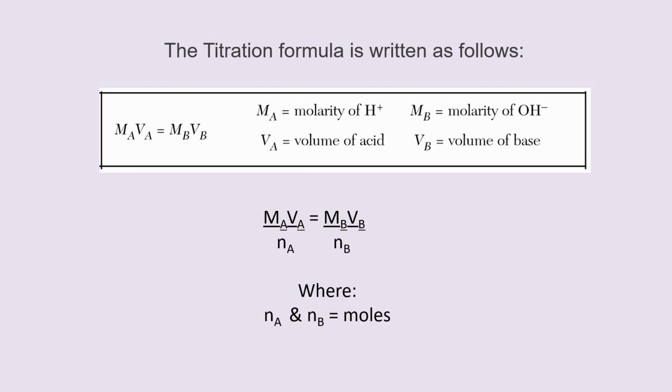Or more specifically, we may write MaVa divided by Na is equal to MbVb divided by Nb, where Na and Nb represent the moles from the molar ratio in the balanced chemical equation.